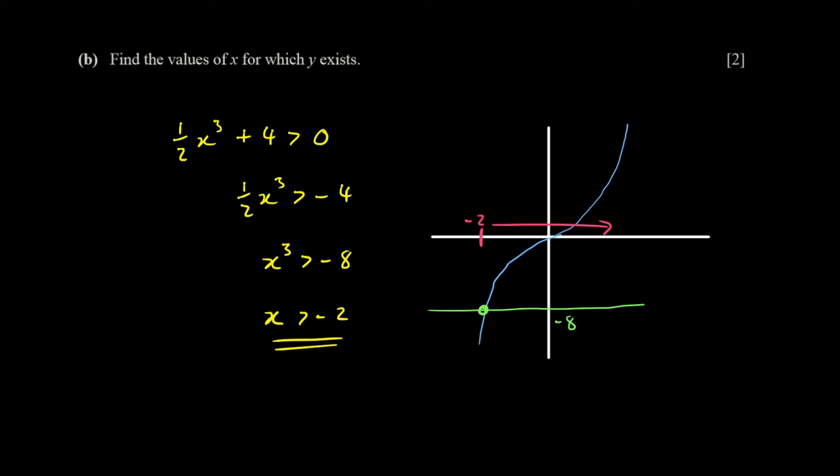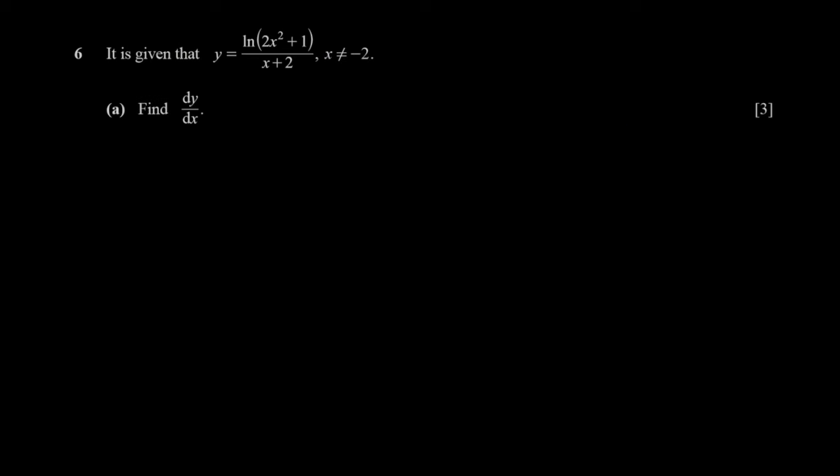All right, that should be the end of that question, I think. All right, question 6. It is given that y is equal to this function. We want to find dy dx. Now, look, guys, we've got one function divided by another function, and therefore we need to use the quotient rule. So I'm going to call the top function u. So u is equal to the natural log of 2x squared plus 1. And v is the bottom function, which is x plus 2.